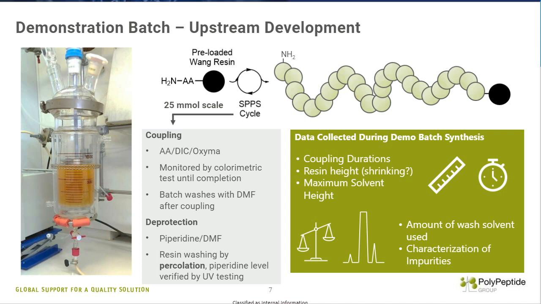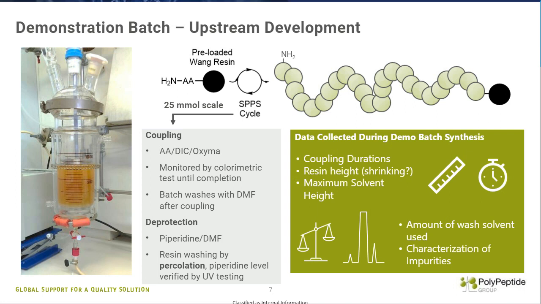And then we washed the resin after coupling in batches with DMF. After the coupling of each amino acid, we then deprotected with the piperidine DMF mixture. And after deprotection, we washed the resin using a method called percolation, which has been developed internally in PolyPeptide. I'll explain what that is in just a second.